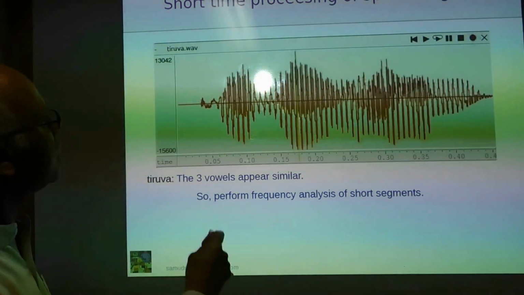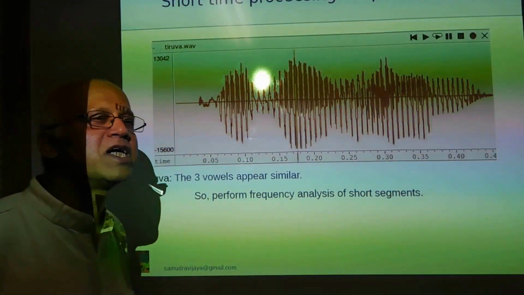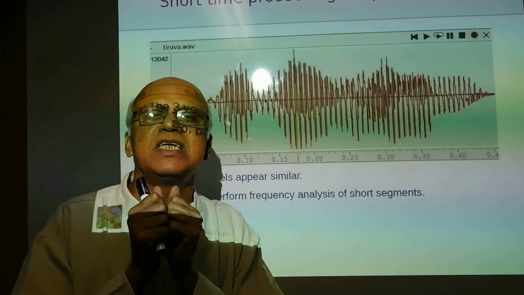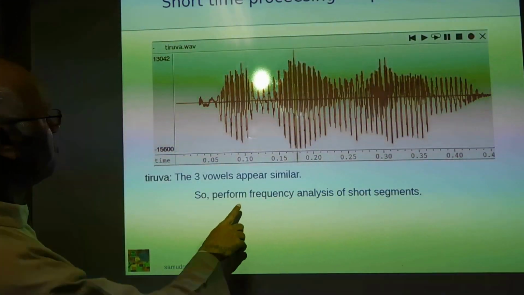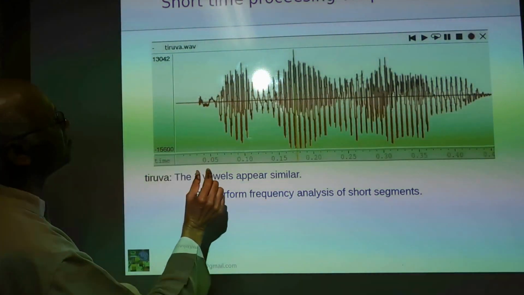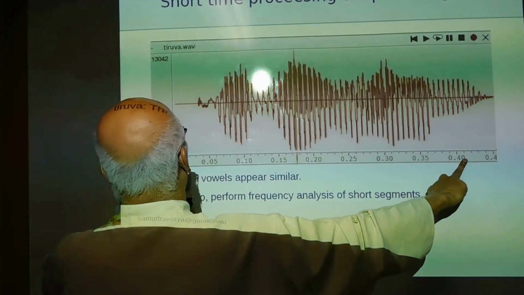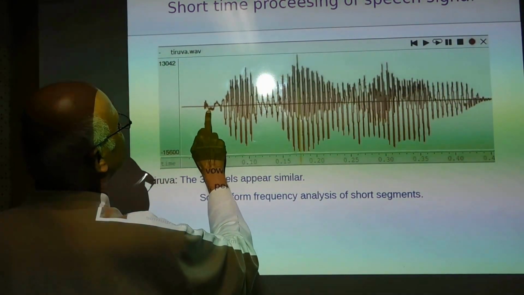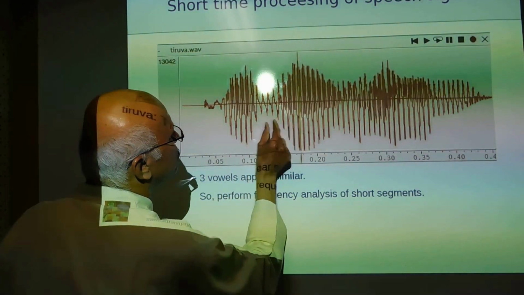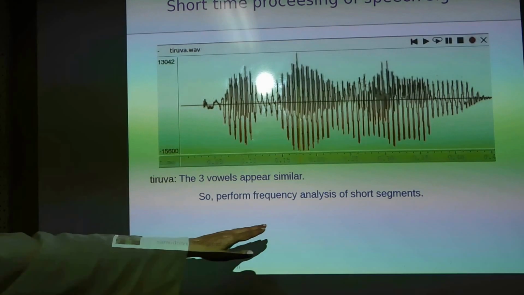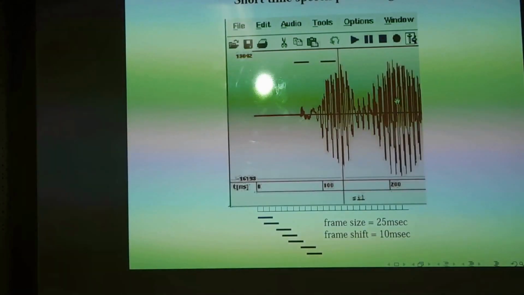Therefore, it is better to do the analysis in another transform domain. It is better to analyze the frequency properties of these vowels. Therefore, we perform frequency analysis, and in this particular waveform, let's say up to 0.4 seconds, there is silence here, there is a ta here, there is an e here, r here, and so on. Therefore, we take short segments of the speech waveform and perform the analysis. Such an analysis is called short time processing of the speech signals.